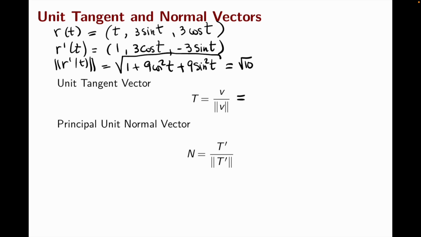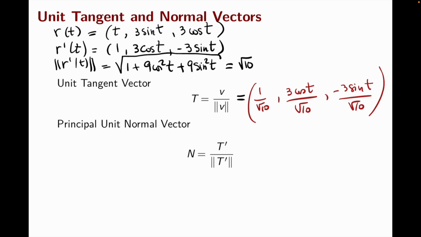Then the unit tangent vector is going to be the velocity divided by the norm of the velocity. So in this case it's going to be 1 over square root of 10, comma, 3 cosine of t divided by square root of 10, comma, minus 3 sine of t divided by square root of 10. So this is then the tangent vector.